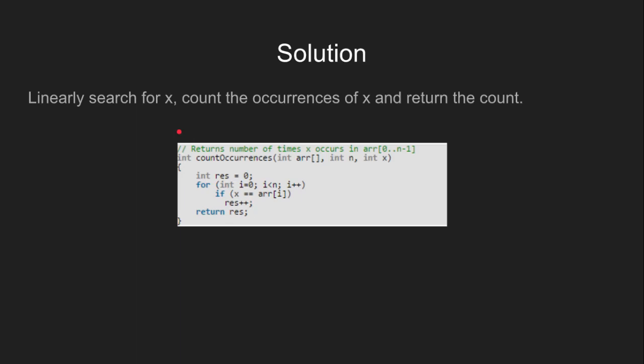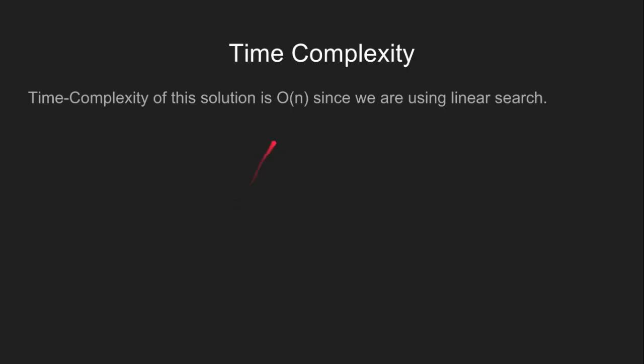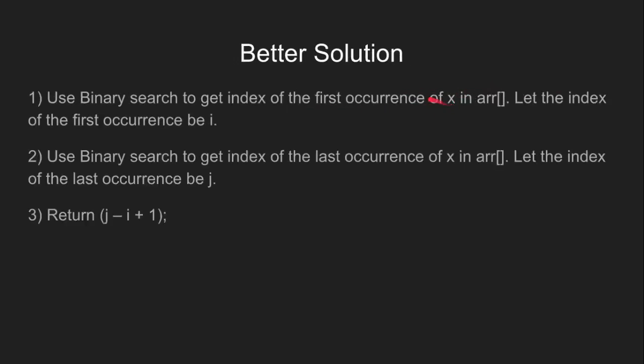Let's see a simple solution to this problem. We linearly search for element x and count the number of its occurrences using a single for loop. The time complexity of this solution is O(n), since we are using linear search.